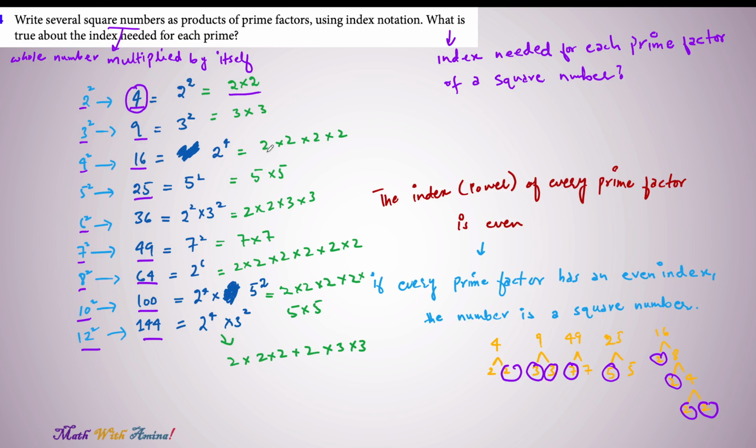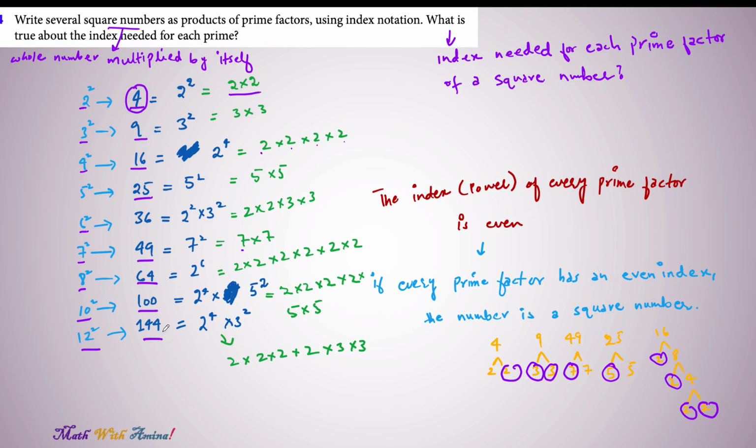16 can be expressed as a product of prime factors as 2 multiplied by 2 multiplied by 2 multiplied by 2. 25 can be written as 5 multiplied by 5. 36 can be written as 2 multiplied by 2 multiplied by 3 multiplied by 3. 49 can be written as 7 multiplied by 7. 64 can be written as 2 multiplied by 2 multiplied by 2 multiplied by 2 multiplied by 2 multiplied by 2. The same would be for 100 and 144 as well.